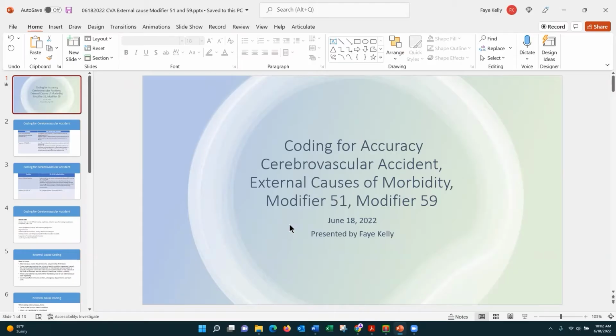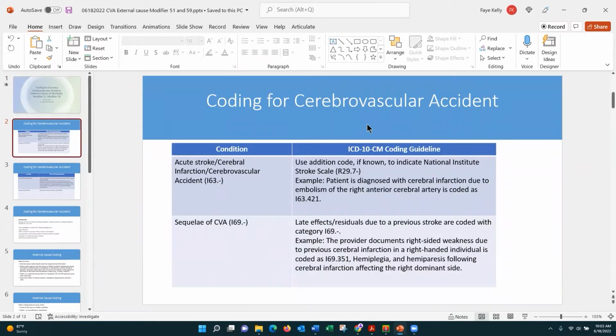What I want to do today is capture the topics that I found were incorrectly coded by the majority of you all. When we're coding for cerebrovascular accidents, we want to think about it when we're looking at the patient's chart. We want to be able to identify if it's an acute stroke or if it's a previous stroke.